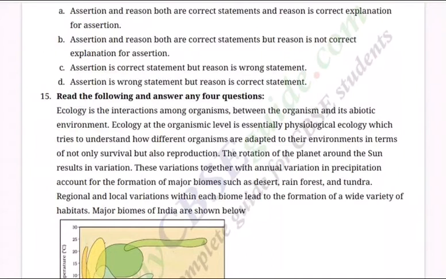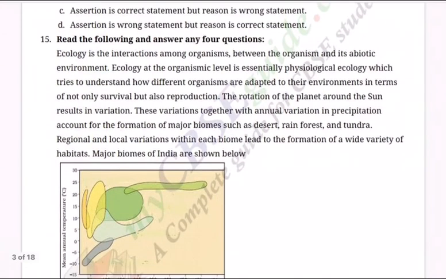B. Assertion and reason both are correct statements, but reason is not the correct explanation for assertion. C. Assertion is a correct statement, but reason is a wrong statement. D. Assertion is a wrong statement, but reason is a correct statement. Now come to the new type of question.